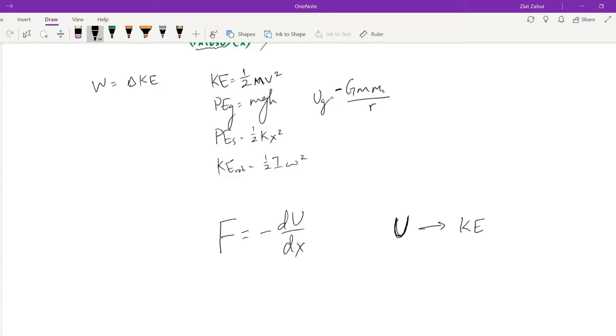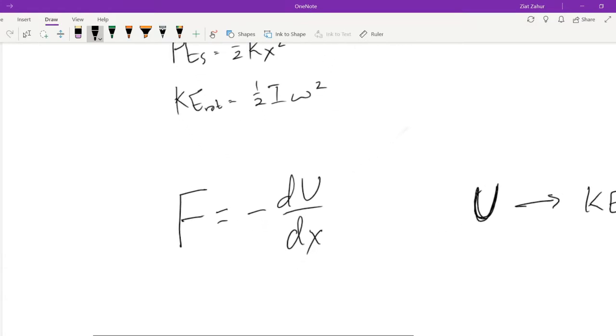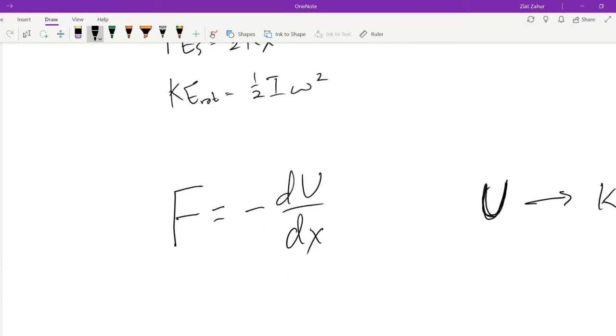Wait, why are we saying W? Oh, is it W? No, it can't be W. You're saying energy is equal to the derivative of energy. How does that make sense? Yeah. If you're ever confused, just multiply both sides by dx. You get F dx is equal to negative dU, of course, right? And then you can take the integral of both sides.